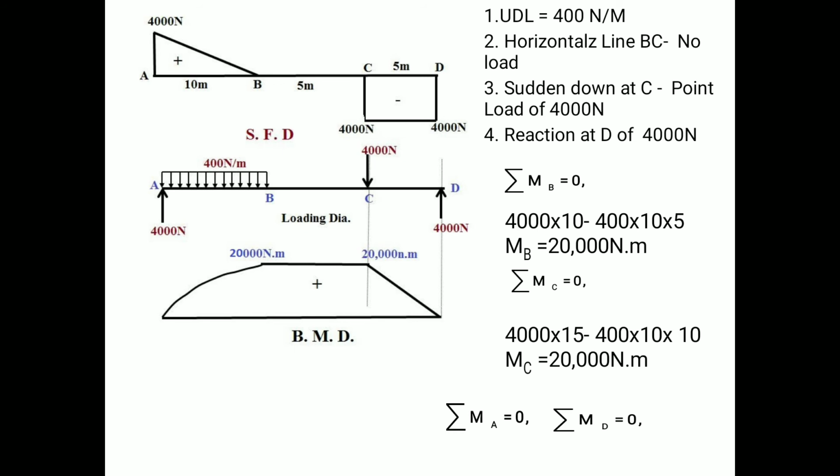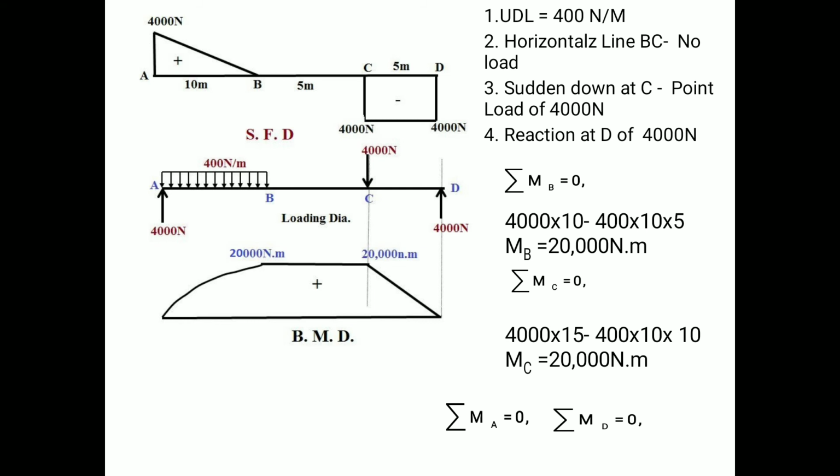So we have UDL between A to B, so we will join it by a parabolic curve, a second degree parabolic curve. No load between B to C, so it will remain horizontal, and again from C to D we will join it by an inclined line. So in this manner we have drawn the bending moment diagram from the given shear force diagram.